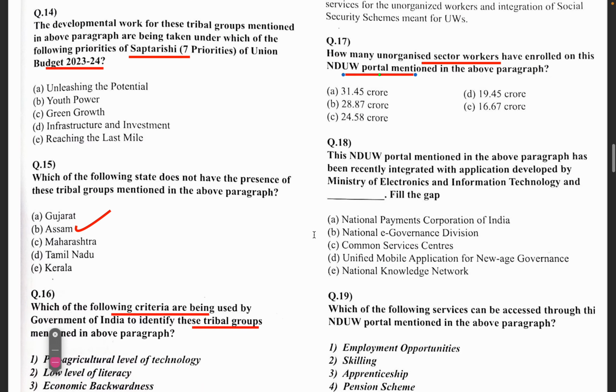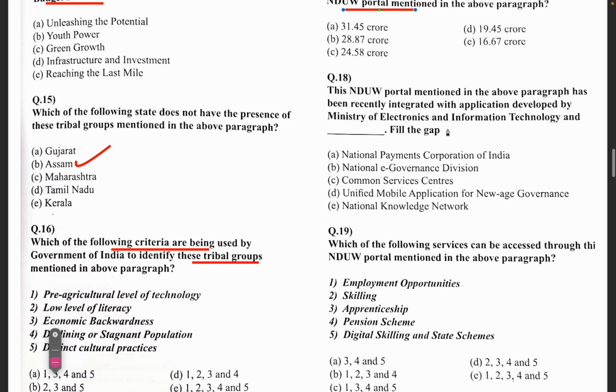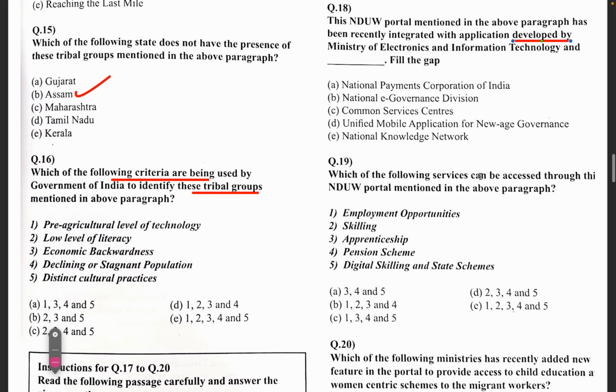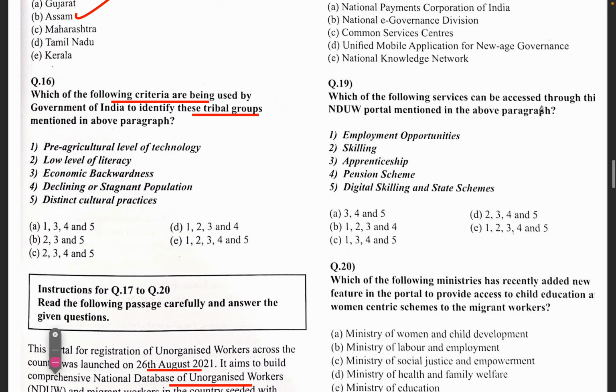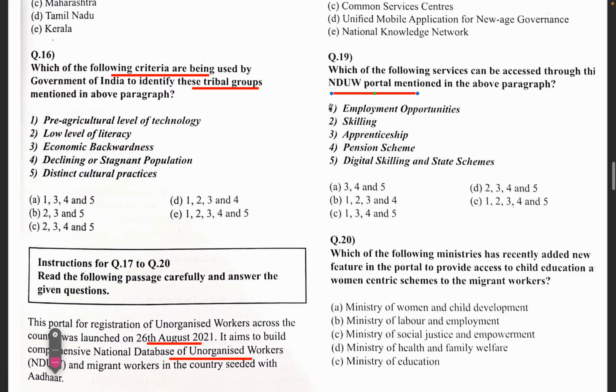So you can see, they are asking numbers, then they are asking it is implemented by whom, it is developed by whom. This question is like developed by which ministry, like Ministry of MeitY and which ministry. So like that questions they are asking. Okay, after that, which of the following services can be accessed through this portal? Again, you have to remember what all services any portal is providing.